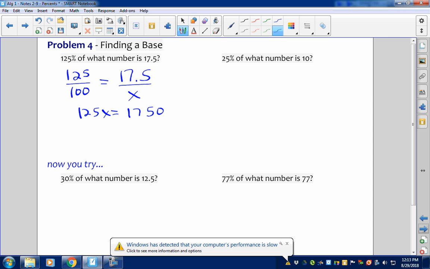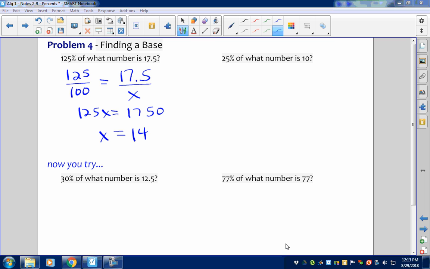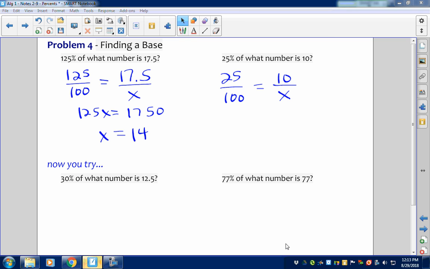and then x equals, what do you get? Did you get 14? Yep, that's right. So 17.5 is 125% of the number 14. Second one here, we have 25 over 100. This is of what number is 10? So the 10 over x here. Go ahead and cross multiply and solve that one for x.